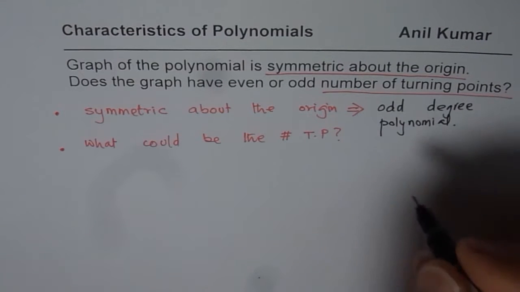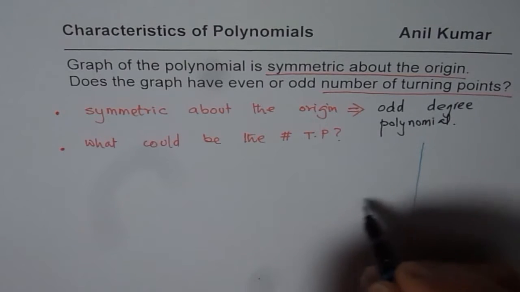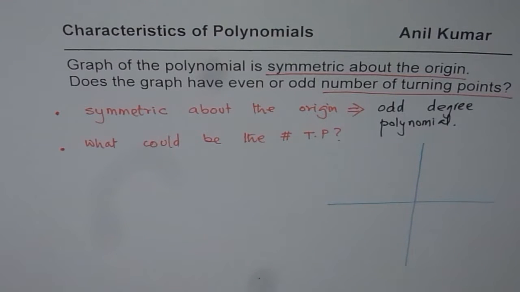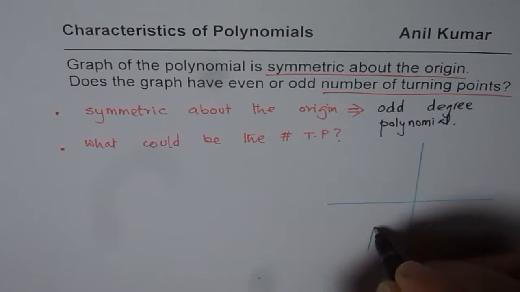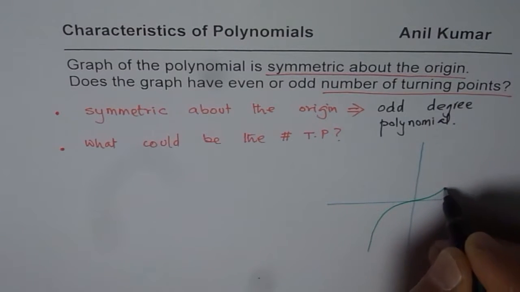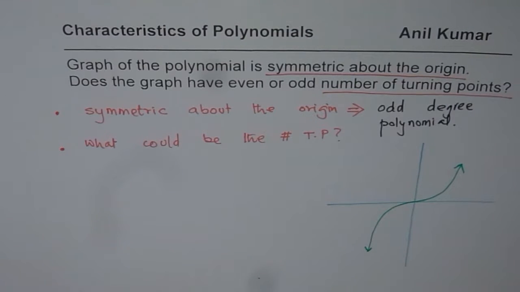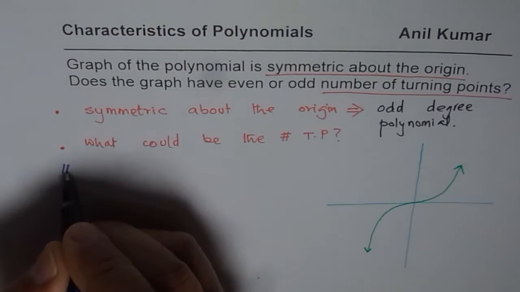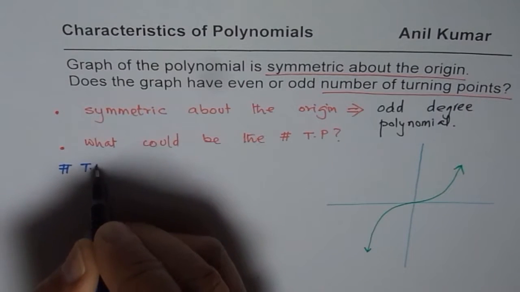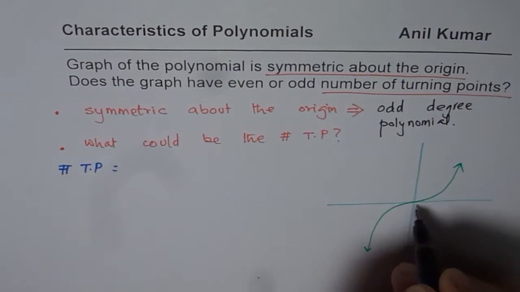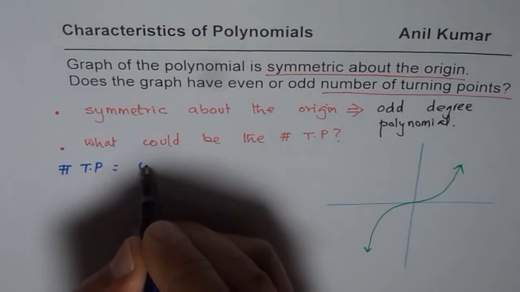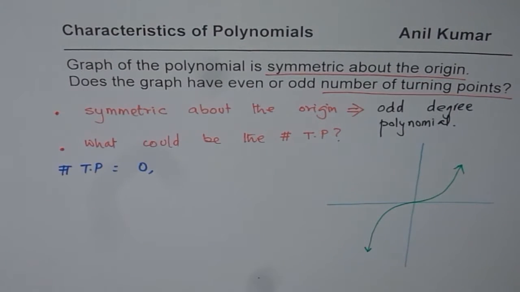So if you examine, let me sketch few polynomials for you. So let's take x cubed, for example. If I take x cubed, it will be kind of a function like this. So like this, right? So that is x cubed. So let's write down number of turning points, right? So in this first graph, what we know is 0 is the number of turning points, correct?